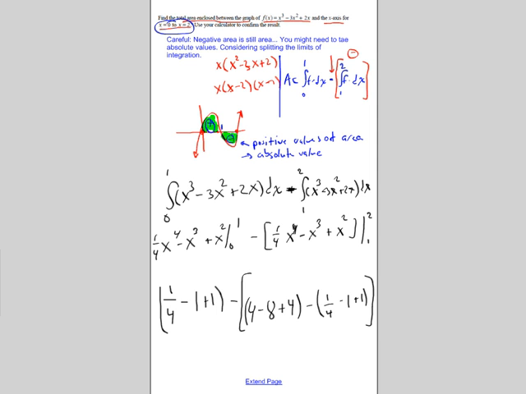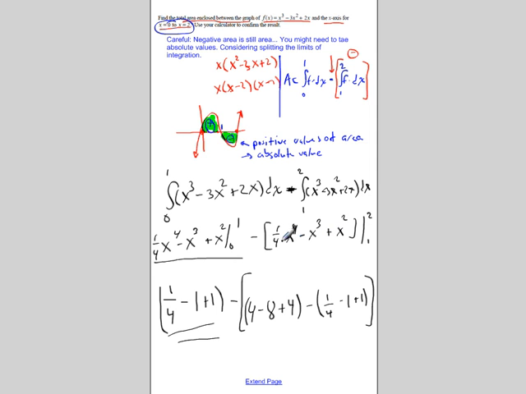Okay, so if we looked at the left side, when we plug 1 in, we get 1/4 minus 1 plus 1. And when we plug 0 in, it's all x's, so that'll just be 0. So this is the left side. And then minus, so here's the bottom area.